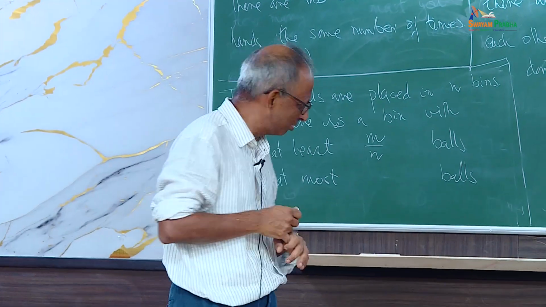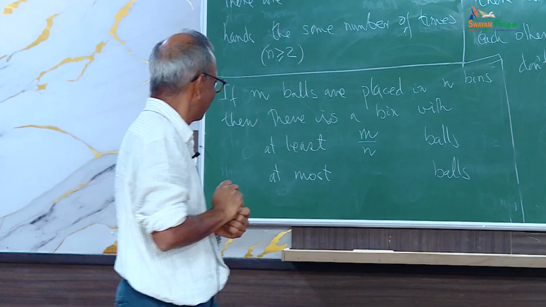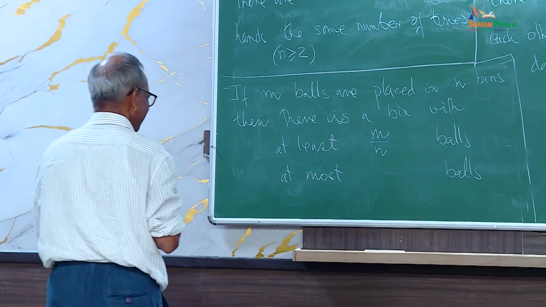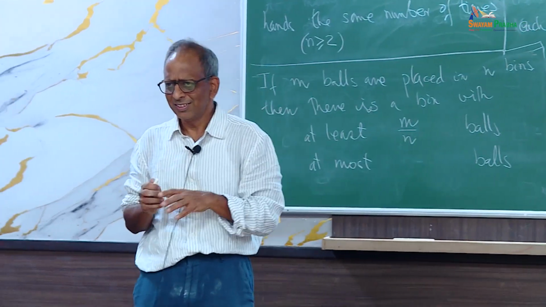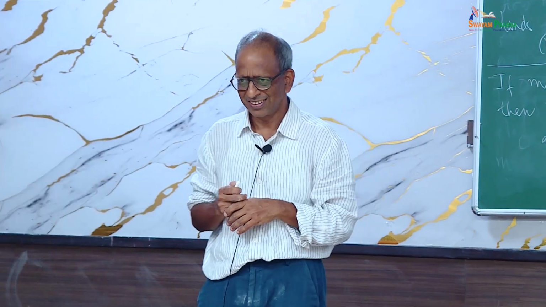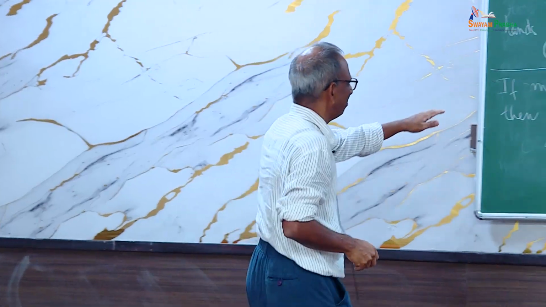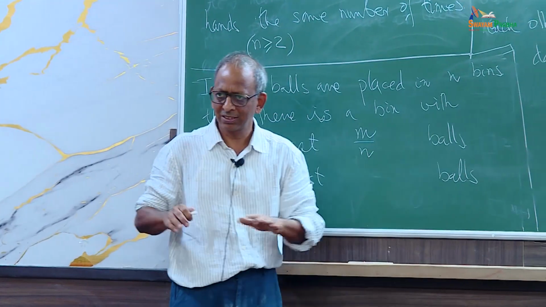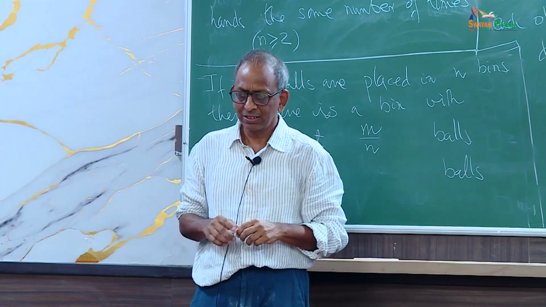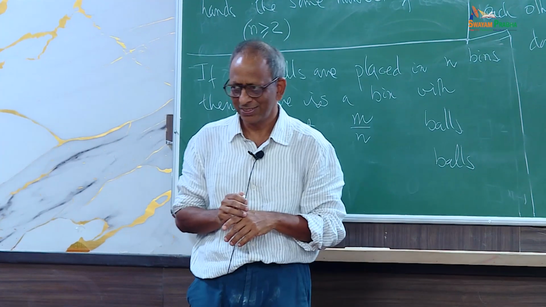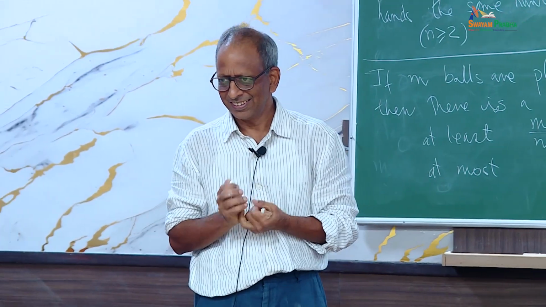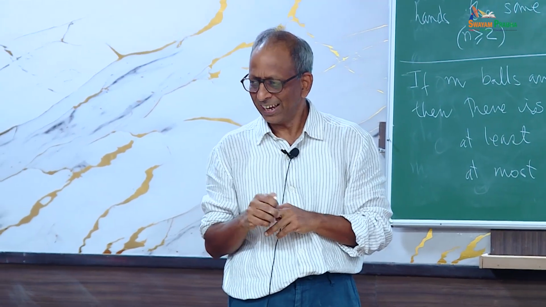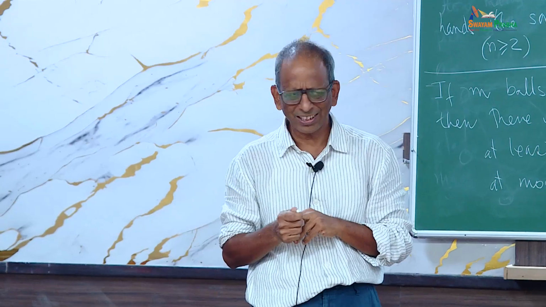M minus 1 is also at least. So m balls are placed in n bins. M is correct, but there is a better answer.